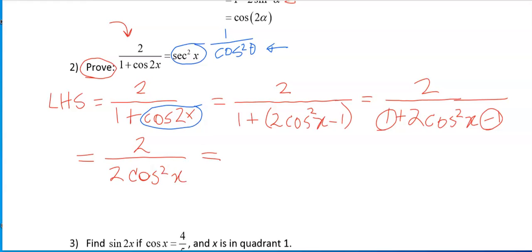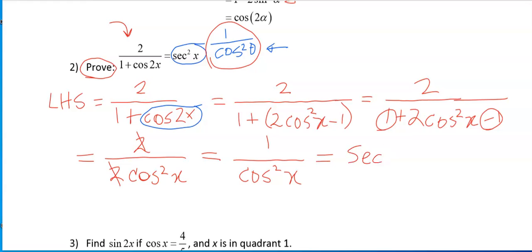Now, look at that carefully. What do you think you can do there? Remember what you're trying to prove it equal to, right up there at the top. See that? And by golly, we're almost done. The 2's cancel because they're both factors. So you're really left with 1 over cosine squared x. And by golly, if that's not secant squared x, I don't know what is. That is definitely secant squared x.